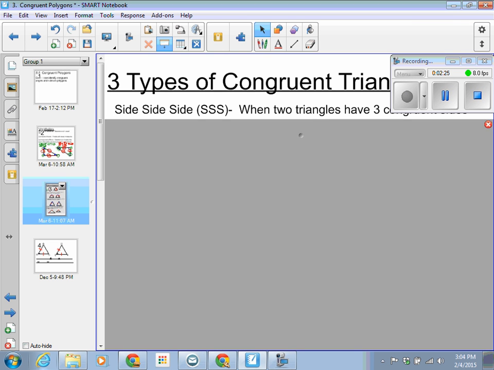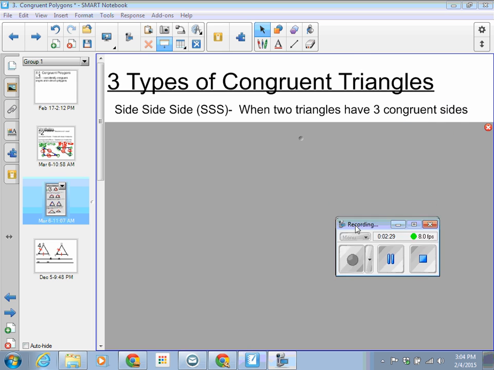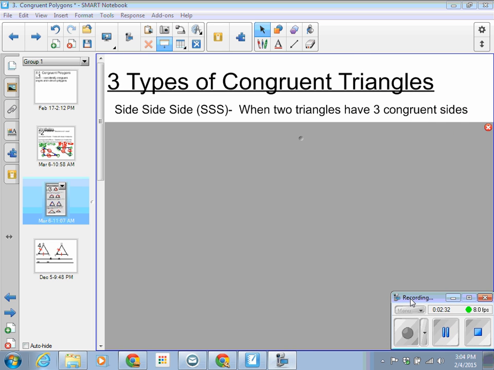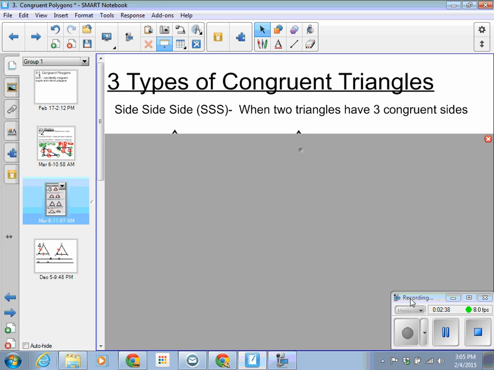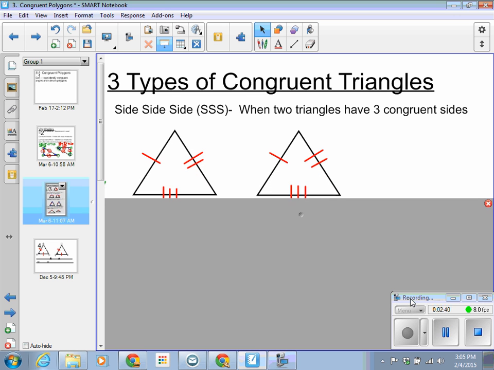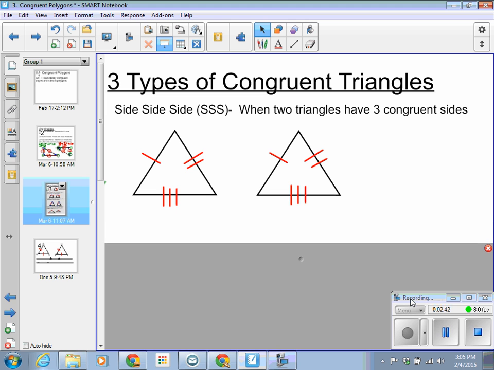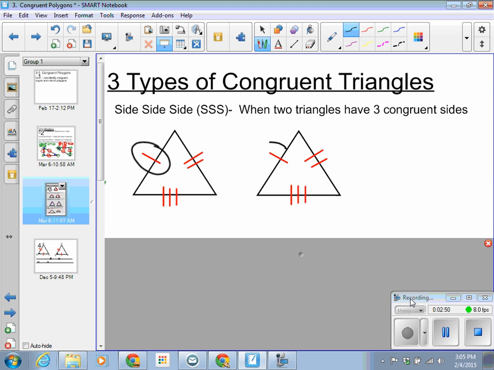So we're looking at three triangles, and we have ways of determining if they are congruent. The first way to tell is called side, side, side. These are two triangles that have three congruent sides. Since the sides are congruent, the entire triangles are congruent. Those are tick marks: congruent, congruent, congruent.